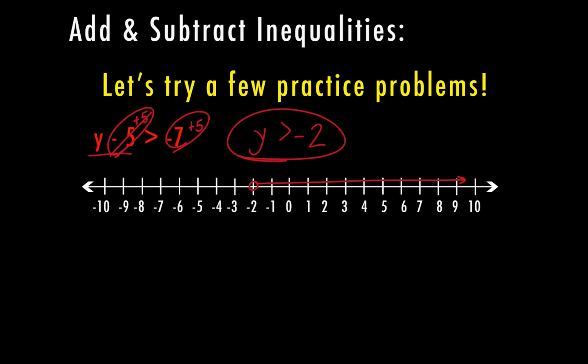So let's try 1. If I have 1 minus 5, I'm going to end up with a negative 4. And negative 4 is here. Is negative 4 greater than negative 7? And the answer is yes, because it is closer to 0 and farther to the right on my number line.